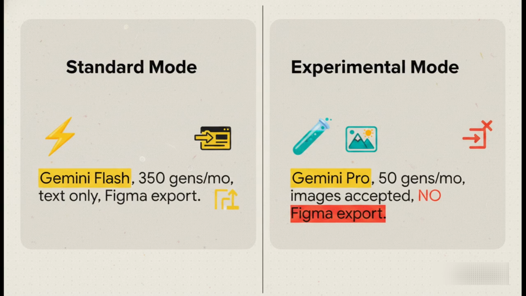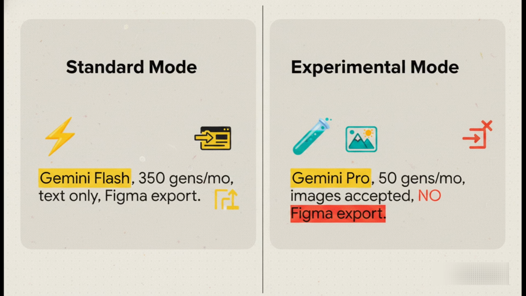Moving right along to section 2, how it actually works, under the hood. There's a really distinct and fascinating split in how Stitch operates. You actually have 2 completely different modes. Standard mode is powered by Gemini 2.5 Flash. It is incredibly fast and gives you a generous 350 generations a month, which is honestly more than enough to drive any indecisive product manager crazy. But it only accepts text prompts. Crucially, though, it lets you export your generated designs directly into Figma.